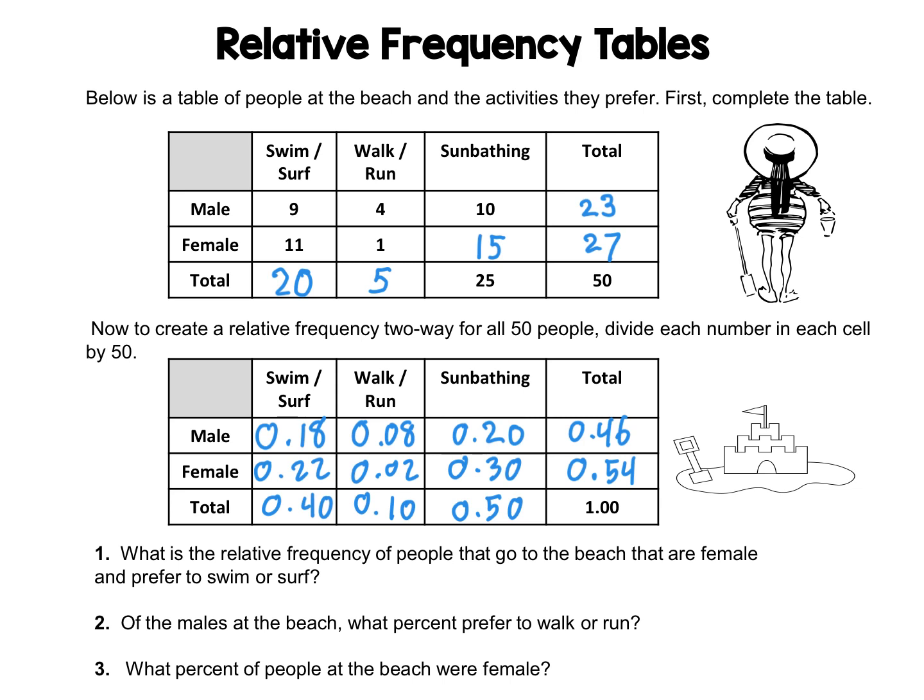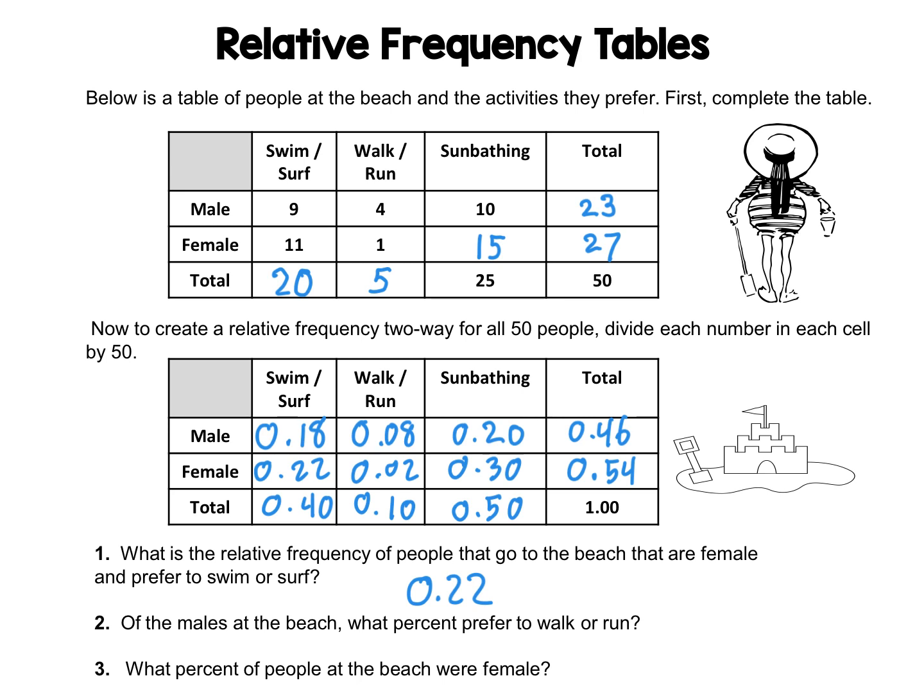This is the result. Now, if I was to ask you what is the relative frequency of people that go to the beach that are female and prefer to swim or surf. So, the relative frequency of people that go to the beach means the frequency is based off of the total. So, we already did that. We divided by 50. And we want to know people that go to the beach that are female and prefer to swim or surf. So females who prefer to swim or surf is 0.22.